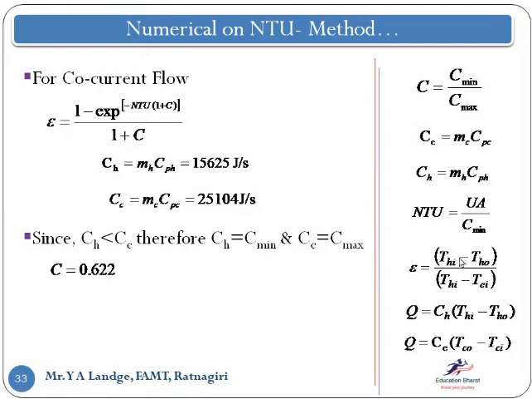Once I know the value of C minimum, I can also calculate the value of NTU. Put the value of U, which is already given: overall heat transfer coefficient 1000, surface area 100, upon C minimum 15,625. Just put it in and you get the value of NTU. Now put the value of C and the value of NTU in this equation, and you can get the epsilon value, which is the effectiveness.